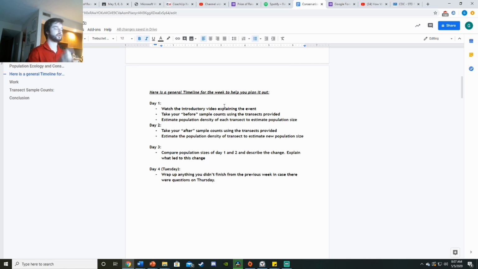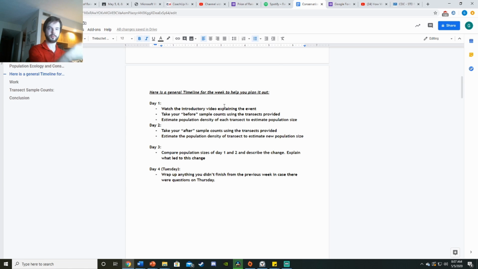Day 1, first thing, just watch the introductory video, make sure you understand the point of the assignment, and then try to take your sample counts for the before data. Or if you'd rather, because I grouped them up based on species, you can do the before and after for deer and wolves, basically half of your sample count.